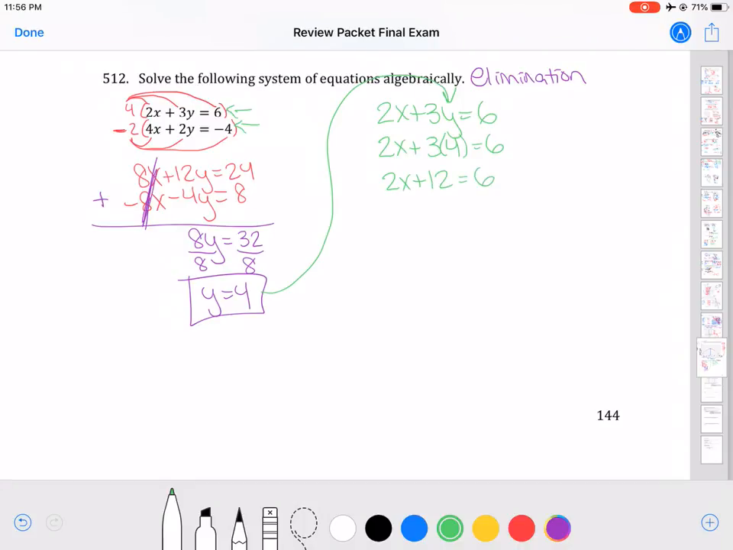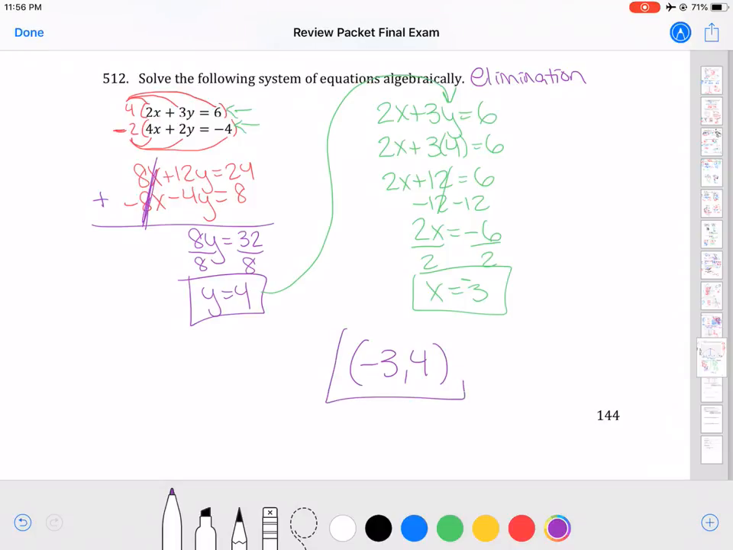So the 2x stays, 3 times 4 is 12, and the equal 6 comes down. Okay. I get rid of what's being added or subtracted first, so I'm going to subtract 12 from both sides. The 2x and the equals comes down, and 6 minus 12 is a negative 6. To get rid of that 2, I divide, and I get x equals negative 3. So my overall answers are y equals 4 and x equals negative 3, and you can write it as an intersection point like you would otherwise see on a graph, negative 3, comma 4.